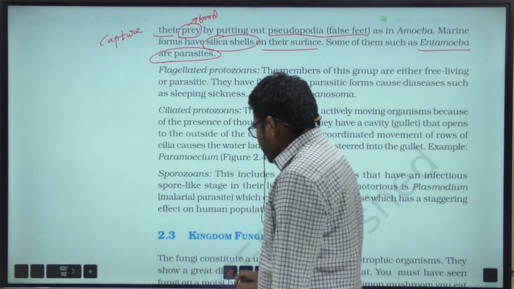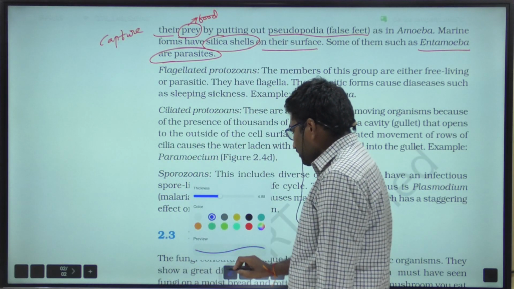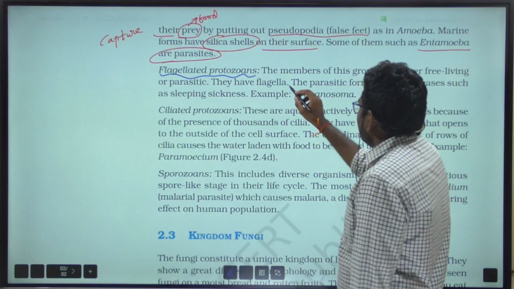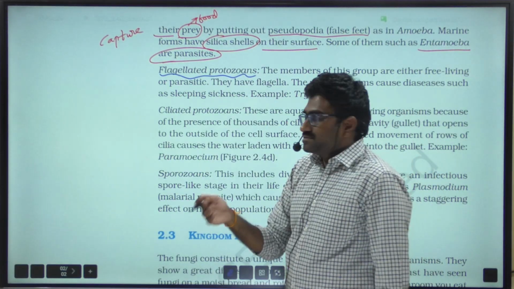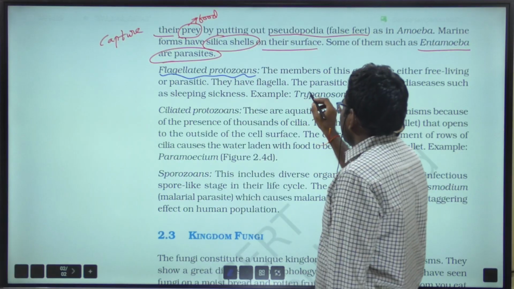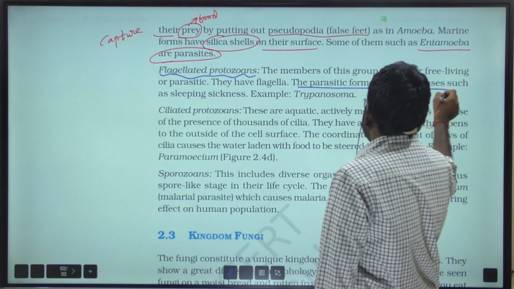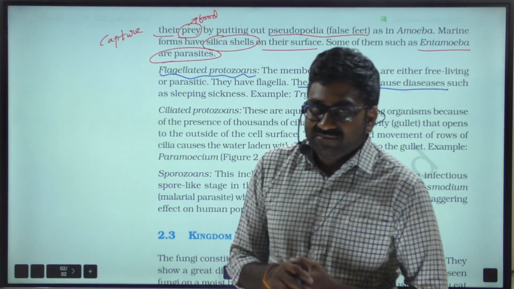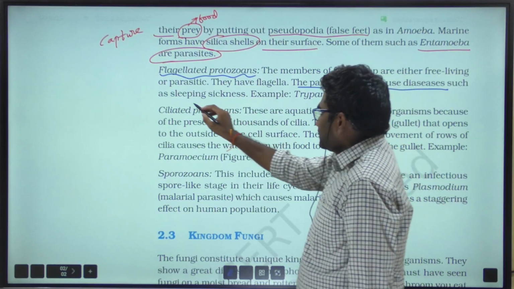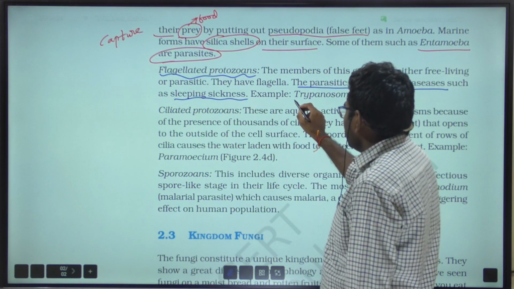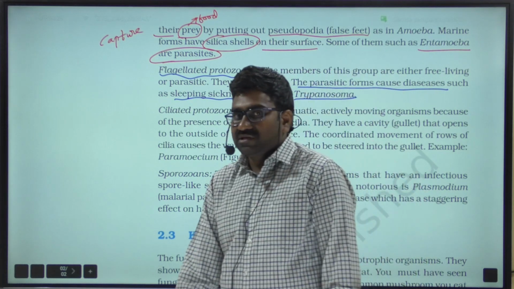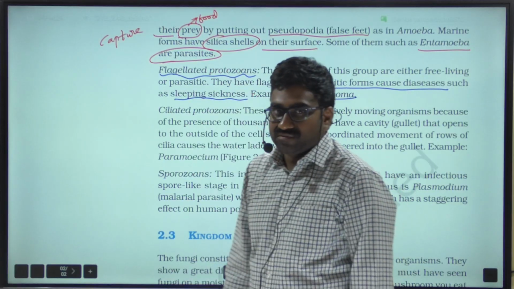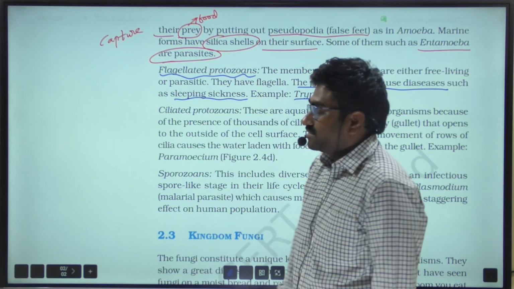Next, another one, flagellated protozoans. The members of this group are either free living or parasites, and they have flagella. The parasitic forms can cause diseases. Very important. The name of the disease is sleeping sickness, caused by Trypanosoma. Other diseases are also caused by these flagellated protozoans, like leishmaniasis, giardiasis, etc.